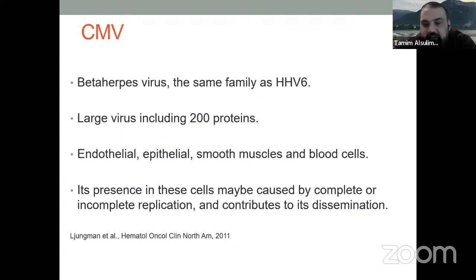So for CMV, it's a beta herpes virus, as Dr. Zahrani said, the same family as HHV6. It's a large virus with likely 200 proteins. It can be present in endothelial, epithelial, smooth muscle, and blood cells.